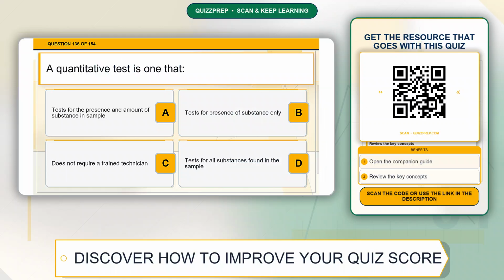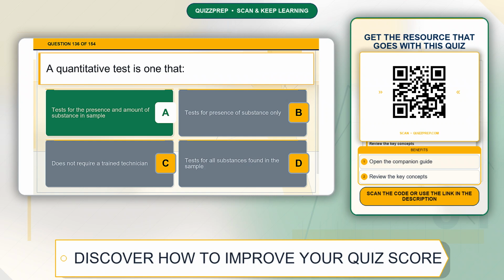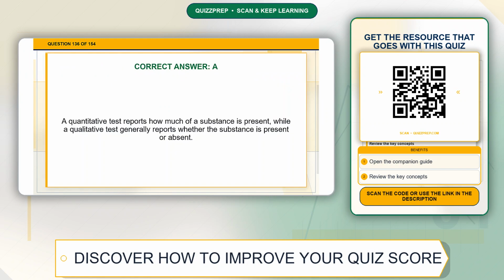Question 136. A quantitative test is one that option A, tests for the presence and amount of substance in sample, option B, tests for presence of substance only, option C, does not require a trained technician, option D, tests for all substances found in the sample. The correct answer is option A, tests for the presence and amount of substance in sample. Explanation. A quantitative test reports how much of a substance is present, while a qualitative test generally reports whether the substance is present or absent.